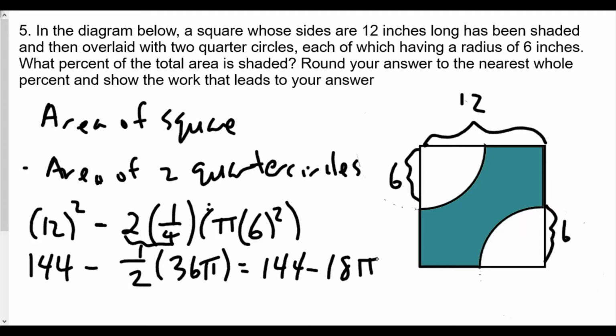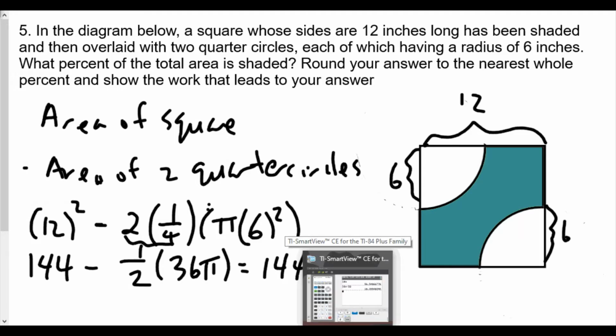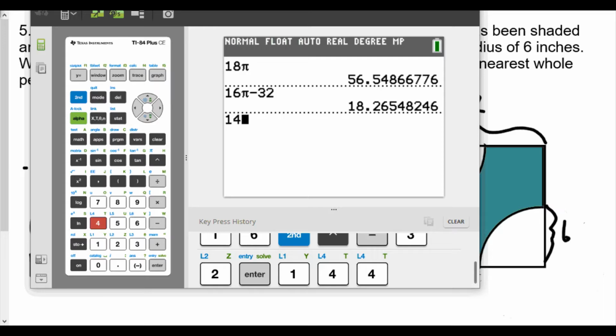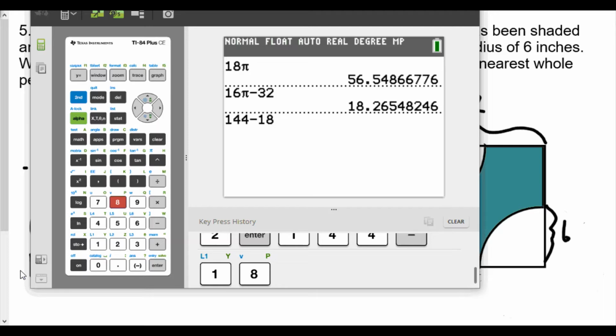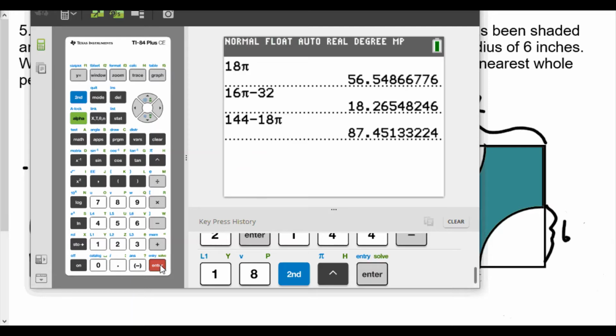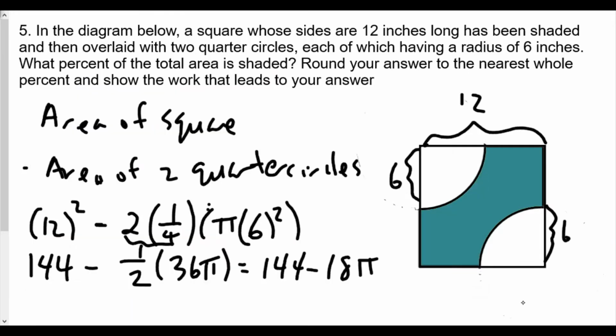Now, this would be the exact area of the shaded region. So now we're going to find the numerical value. We have 144 minus 18 pi, and we're going to get a decimal value of 87.45133. So it's approximately 87.45. But keep in mind, we're looking for what percent of the total area is shaded.